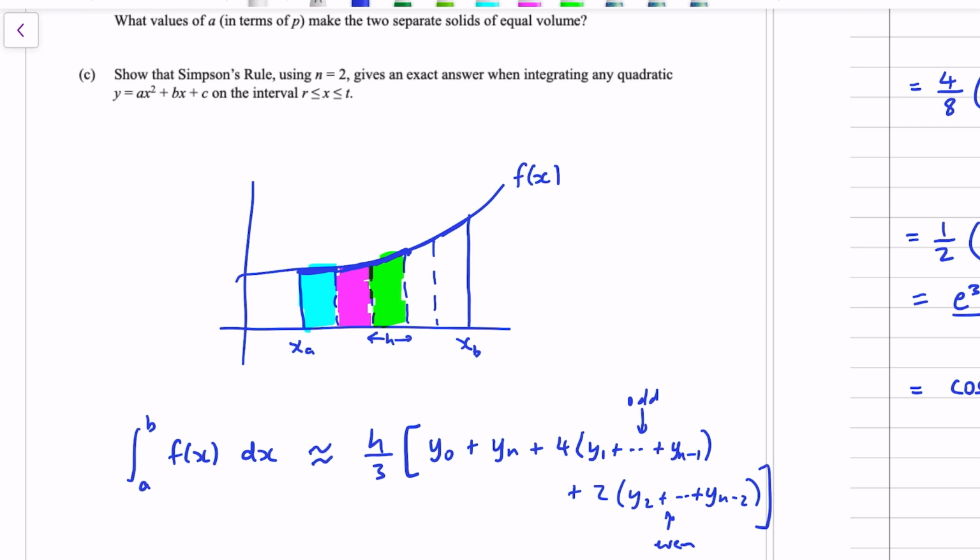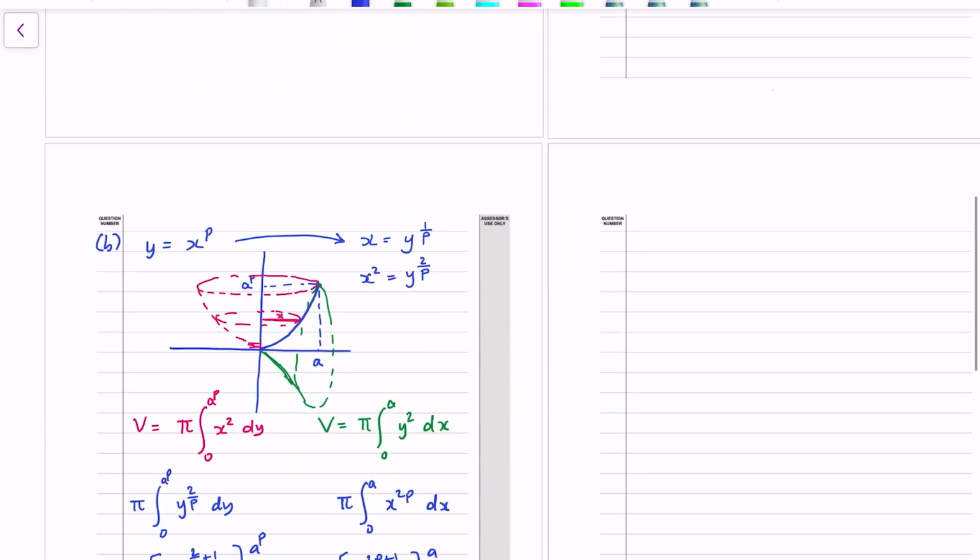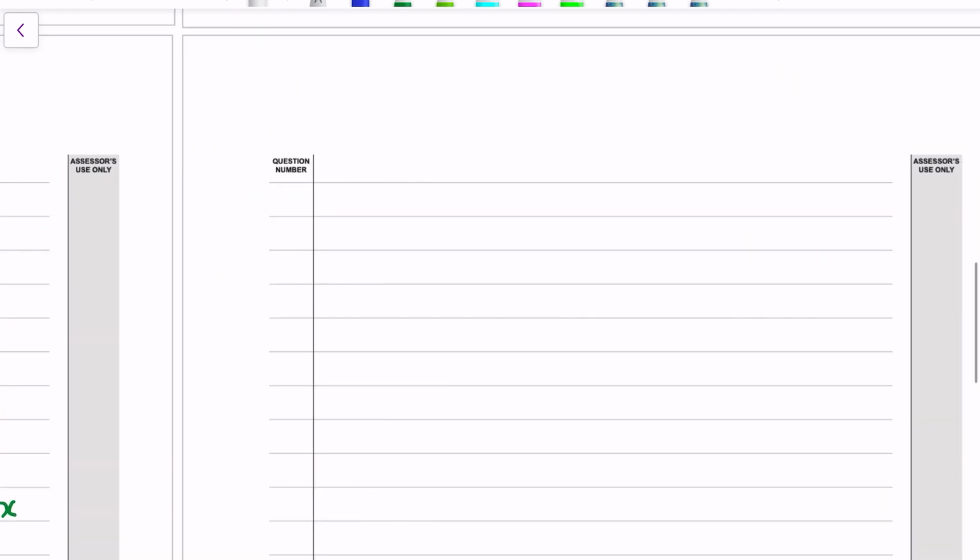Apparently we're going to get an exact answer if we integrate a quadratic between r and t. So let's show that. First up, let's integrate the quadratic ax squared plus bx plus c between r and t and see what the exact answer is. We can use integration to do that. These methods are used when you can't do the integration, because in some cases functions don't have antiderivatives or they're too difficult to find.